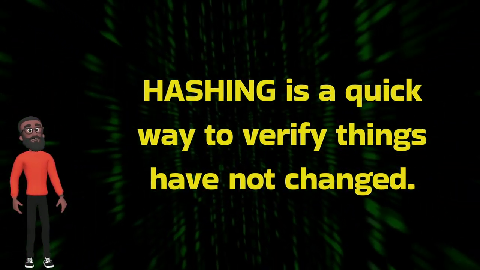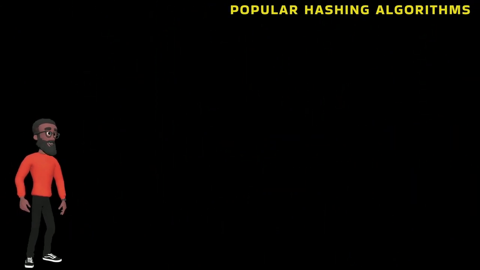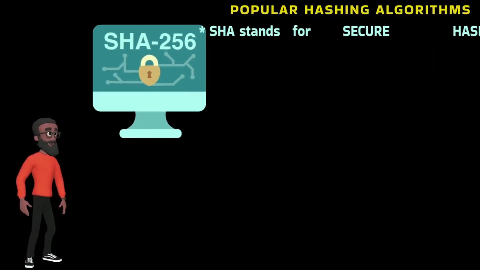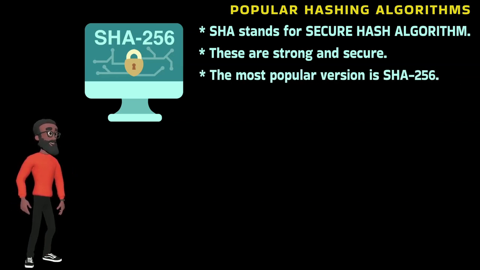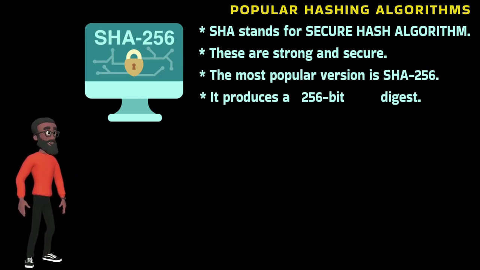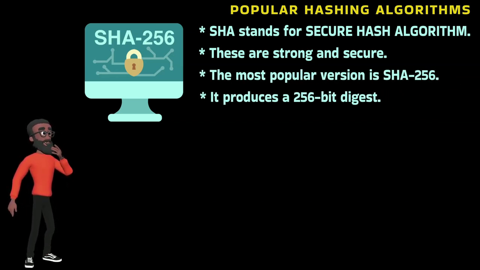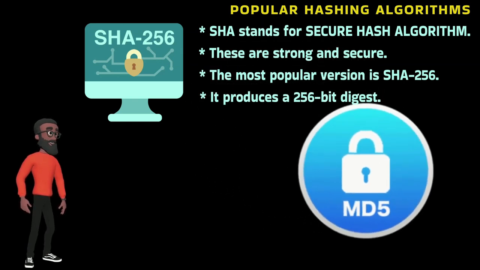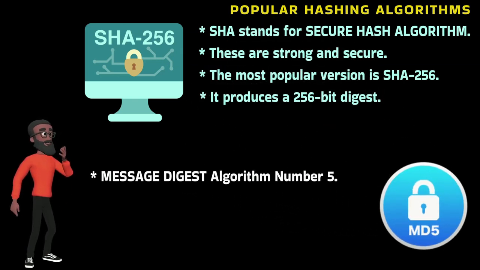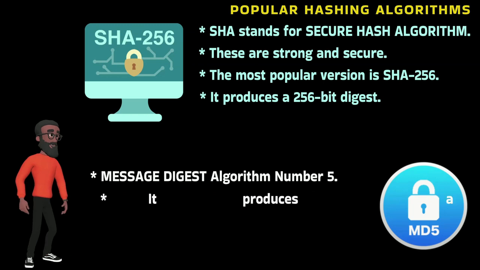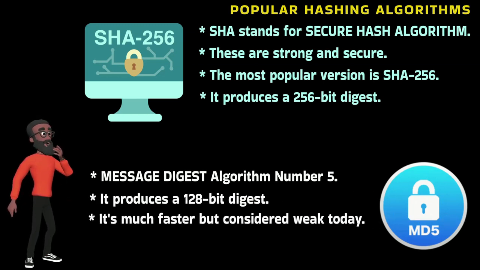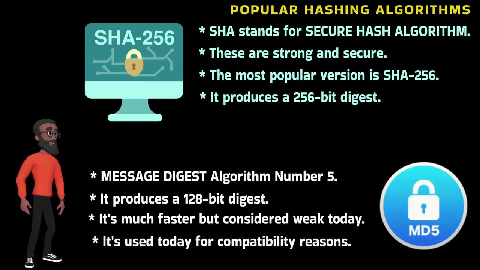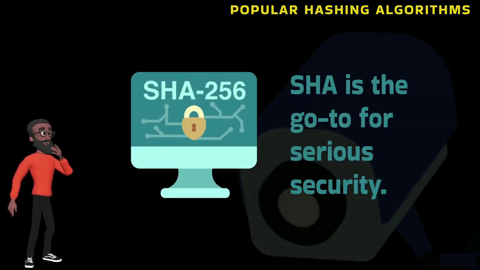Here are some popular hashing algorithms. You have SHA, which stands for Secure Hash Algorithm. These are strong and secure. The most popular version is SHA-256. It produces a 256-bit digest. And then you have MD5, Message Digest Algorithm number 5. This one produces a 128-bit digest. It's much faster, but considered weak today. But it's still being used today for compatibility reasons. For the exam, remember SHA is the go-to for serious security.